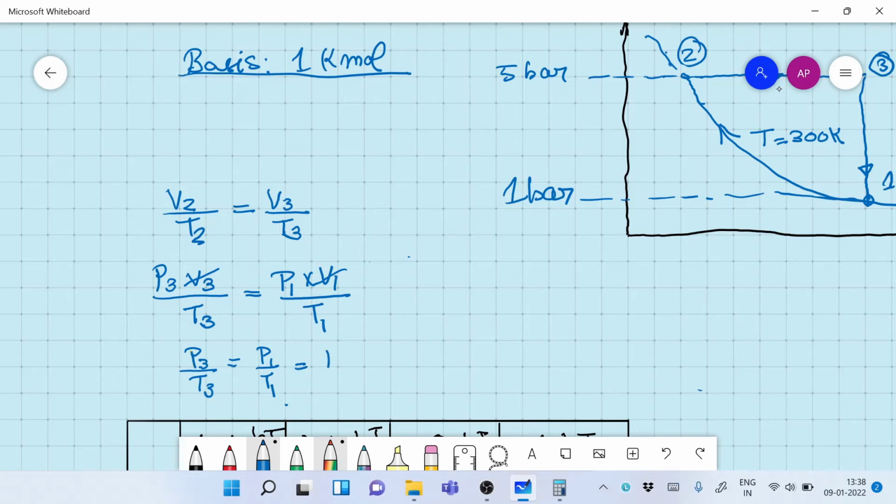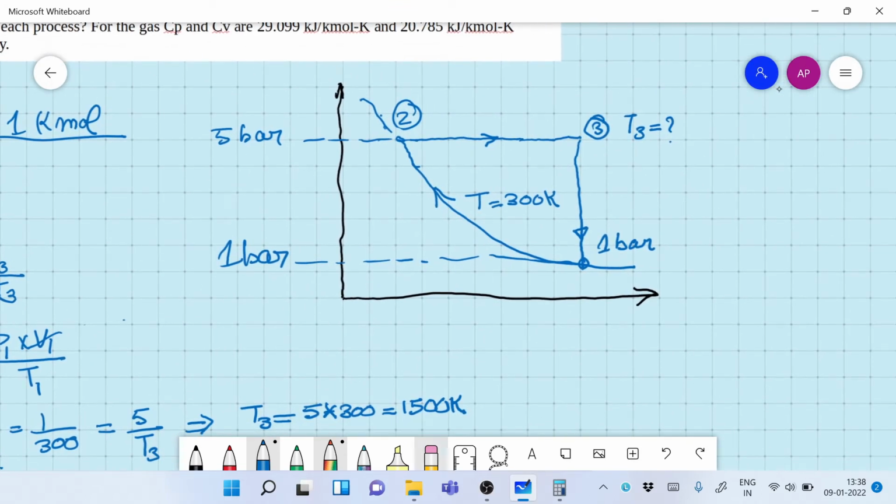What is P1? 1 bar. What is T1? 300 Kelvin. And what is P3? It is 5 bar. T3 is the unknown. So from this we get T3 is equal to 5 into 300, that is 1500 Kelvin. So the temperature at 3 is nothing but 1500 Kelvin.